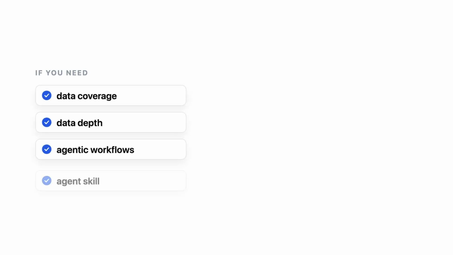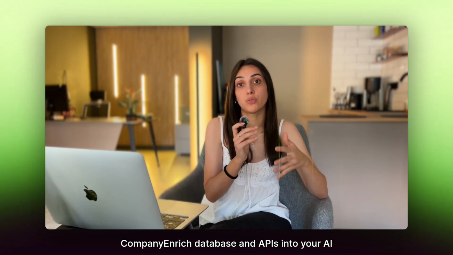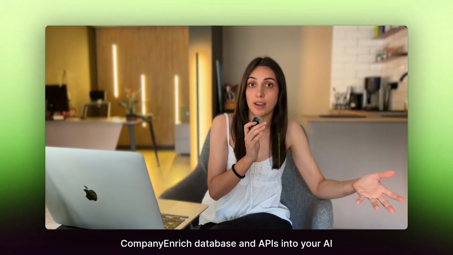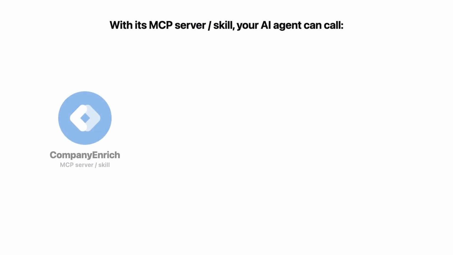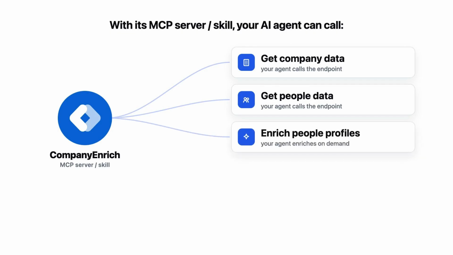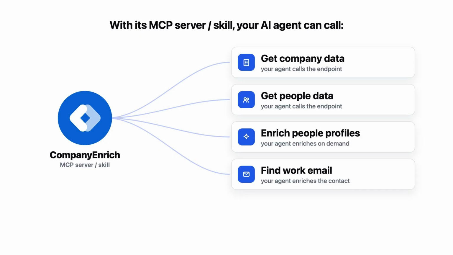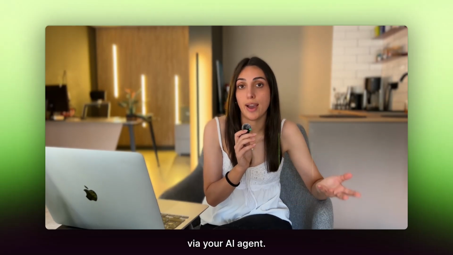For example, if you're building an agentic workflow in your AI agent, Company Enrich provides you with an MCP server and also a skill. So it's really easy to connect the Company Enrich database and APIs into your AI agent so you can run it very quickly and profoundly. If you need company data, it calls it. If you want to enrich person data, it calls it. If you want work emails, it enriches. Or if you want a signal like workforce data, a specific department-size growth signal, you can also use Company Enrich via your AI agent.